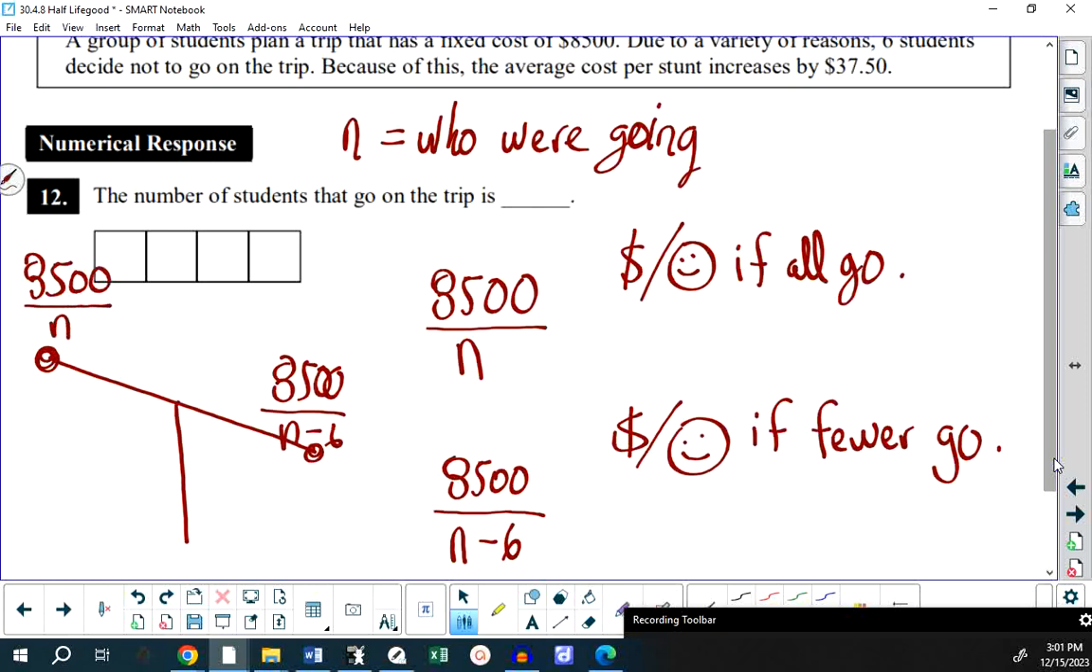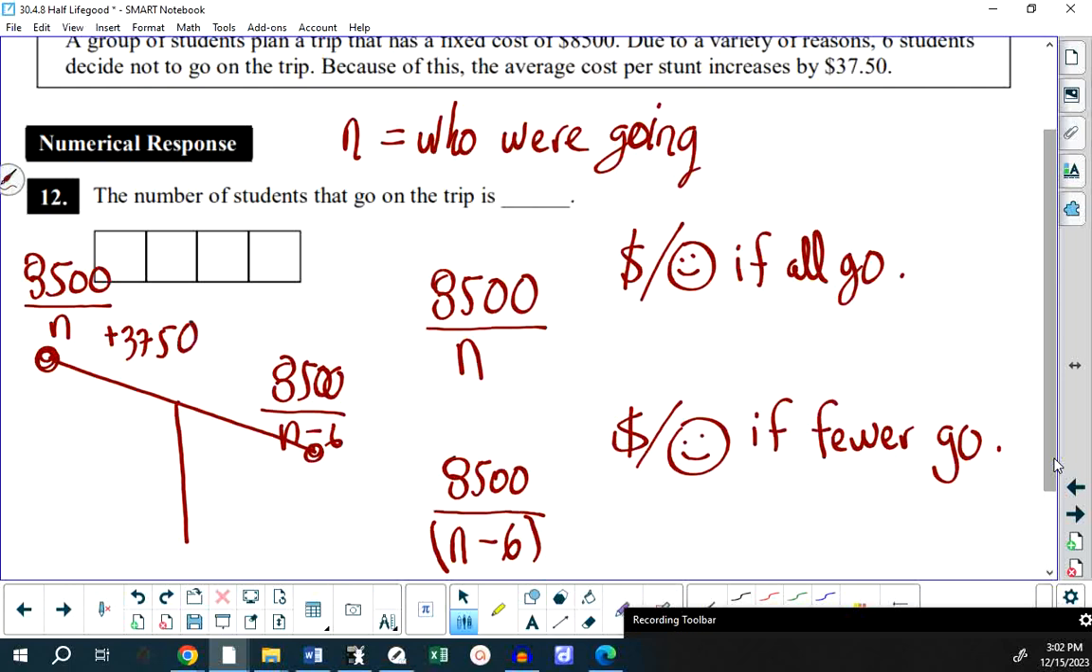One of the reasons is, imagine you're one of the people that's going on the trip. That means you are in this group here. Your cost goes up, so this cost is greater. We could say as well that since this denominator is smaller, the entire fraction becomes bigger. So I'm going to have to add the 37.50 here.